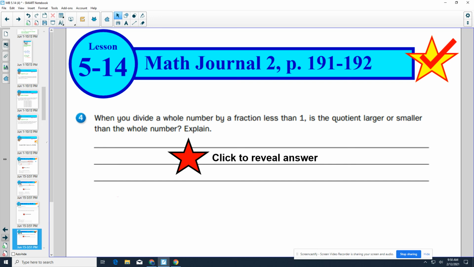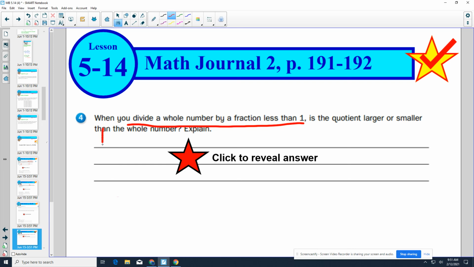And then on 4, when you divide a whole number by a fraction less than 1, is the quotient larger or smaller than the whole number? So one way I like to explain these things is to look at an actual number model. So when you divide a whole number by a fraction less than 1, so let's see, when I do like 5 divided by 2/3, I could answer that, and then I could talk about whether or not it is greater or less than. And what is the rule there?